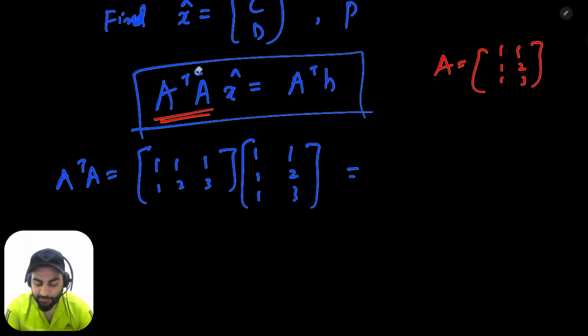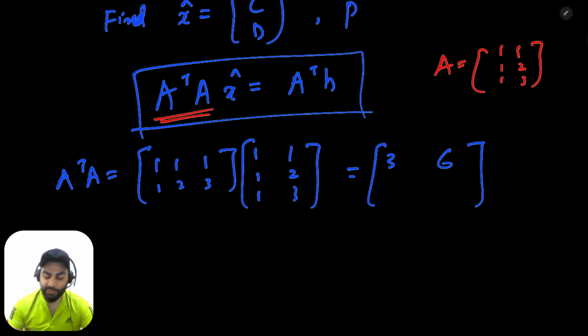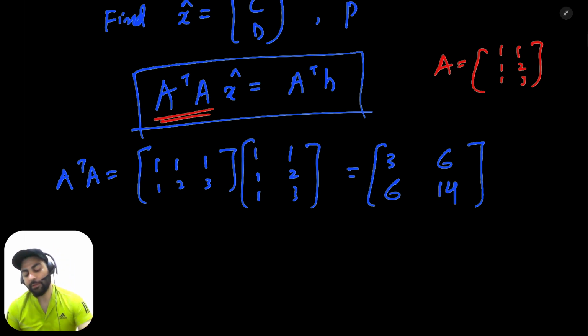Now I'll compute that. This will be 1 squared, this will be 1 plus 2 plus 3, which is 3, and then 1 plus 2 plus 3, this will be 6. Just cross check my calculations if they are right or wrong. As you know, A transpose A is a symmetric matrix, so I guarantee that this will be 6 here. Now I have to calculate the last entry. That's 1 squared plus 2 squared plus 3 squared, that's 1 plus 4 plus 9, that's 14. So this is the matrix that I got: A transpose A is equal to this.